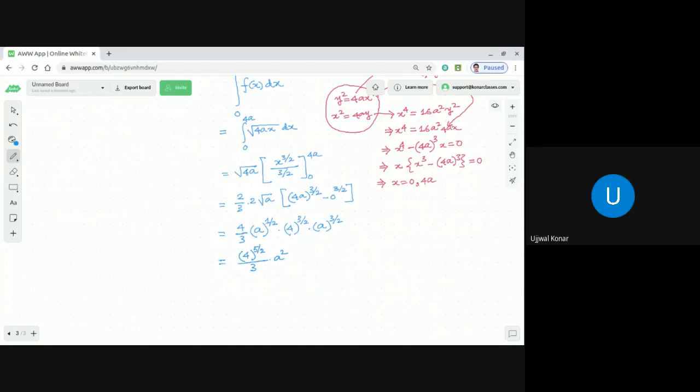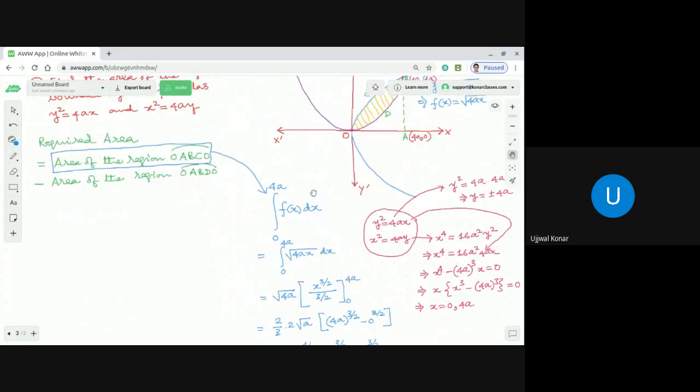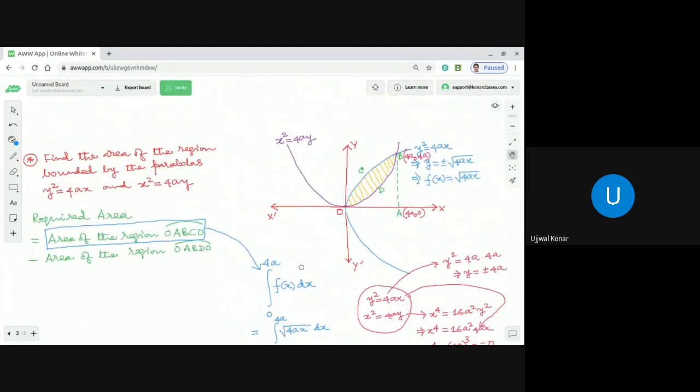So then what are we going to get? 4 to the power 5 by 2, actually 4 means 2 squared, so it will be 2 to the power 5, into a square, by 3. So that is equal to 32 a square by 3. So that is the area of the region OABCO. Correct or not?